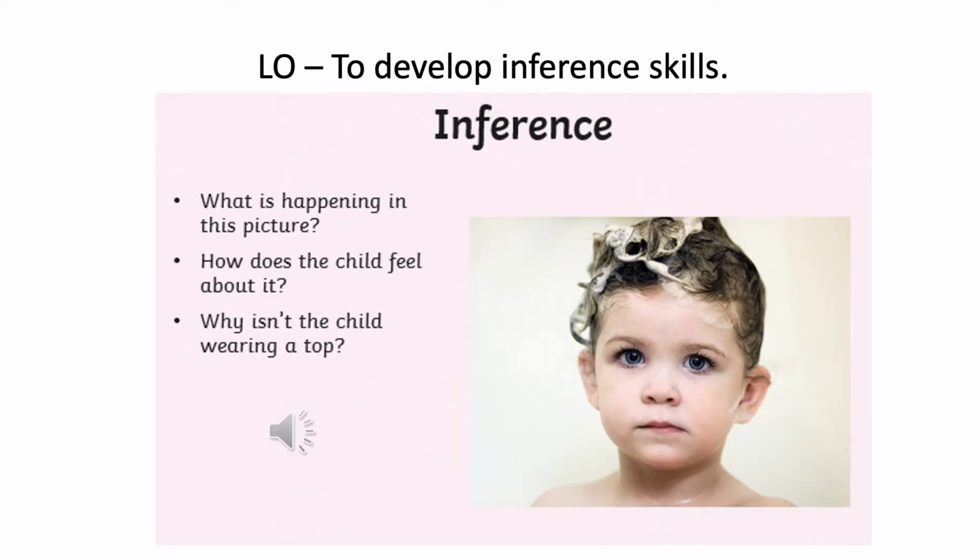Here's another example of using our inference skills using a picture. So what's happening in this picture? Look closely, look at the face, look at the hair, look at the clothing. How does the child feel about it? How do you know? They've not told us anything. But where can we get some clues from about how they might be feeling? Why isn't the child wearing a top?